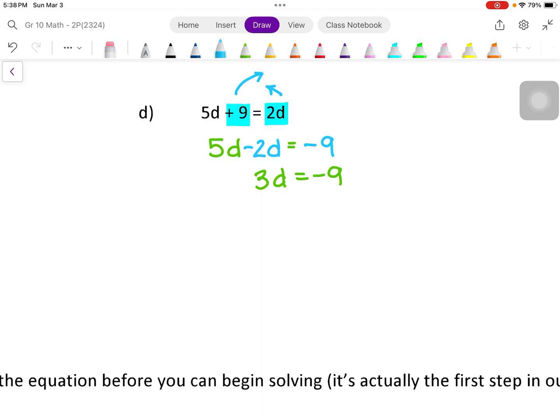And now we need to move the 3 once again. Whatever is in front of a variable is a multiplication, and so we can very quickly show our division like this. 3d divided by 3 is equal to d, and negative 9 divided by 3 is equal to negative 3.